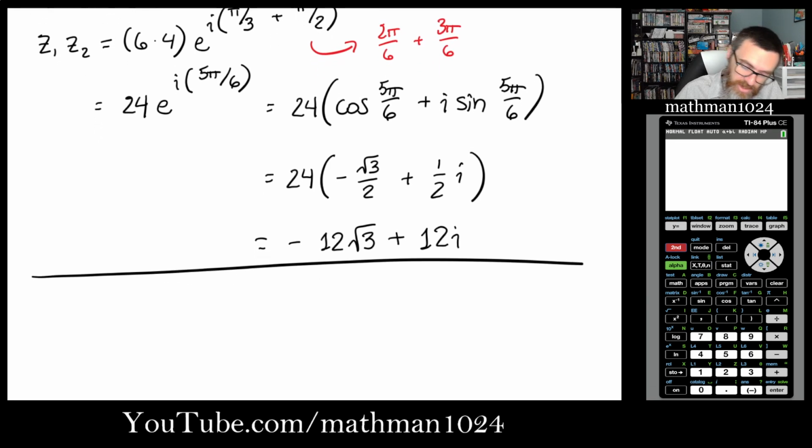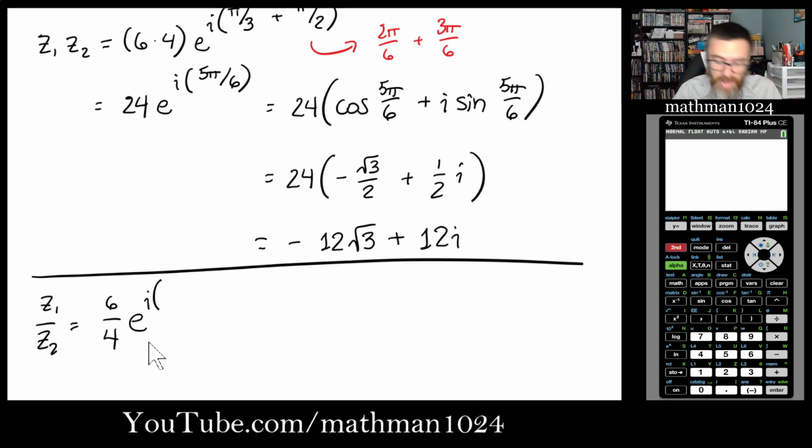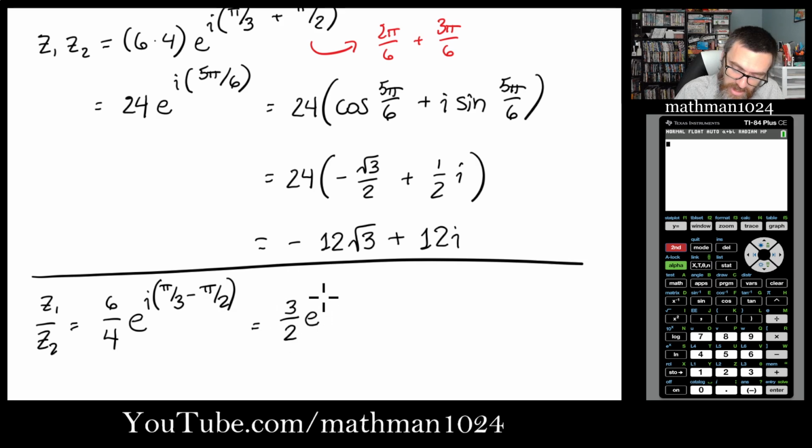Now the next part is to do division. So Z1 over Z2 starts off by doing R1, 6 over R2, 4. And then e to the i, and this is now where you do the subtraction. So that's going to be pi over 3 minus pi over 2. So 6 over 4 reduces to 3/2, e to the i.